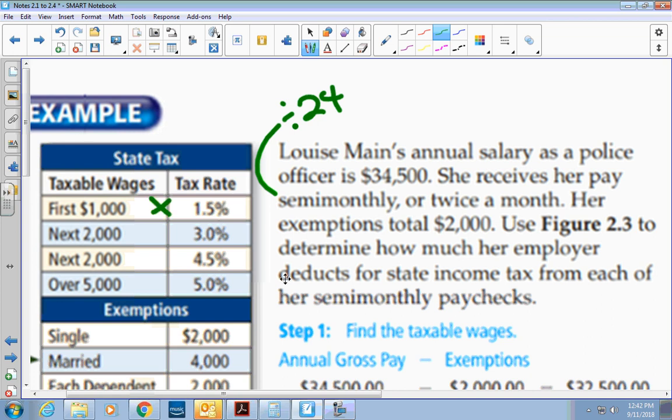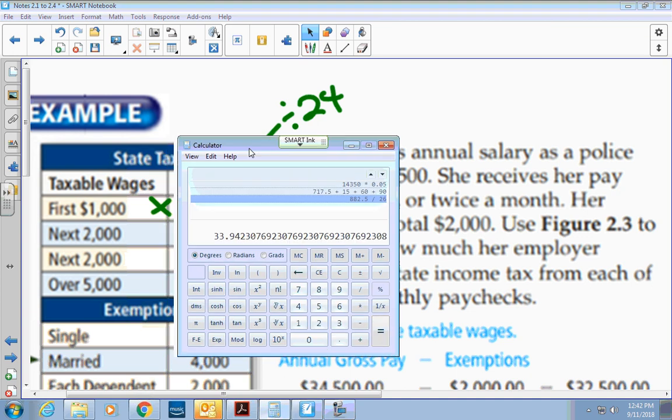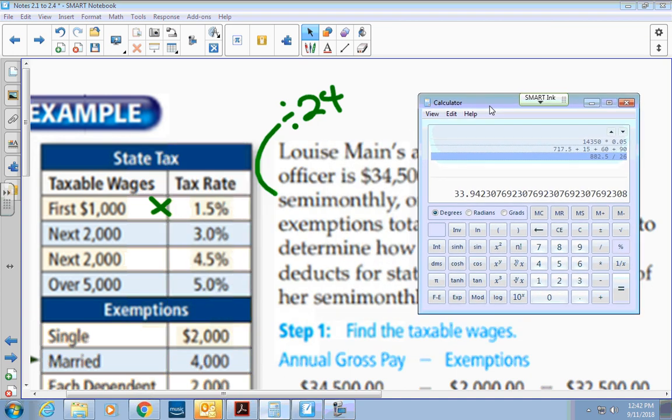So here's how it works. We're going to, on the table, do the first multiplication. In your calculator, 1,000 times 1.5%.